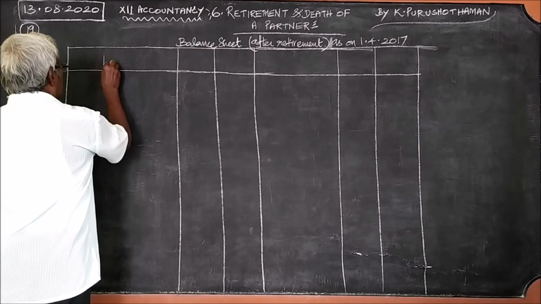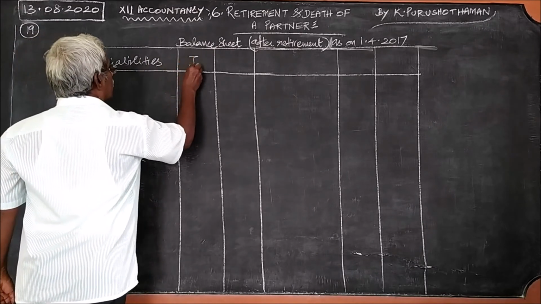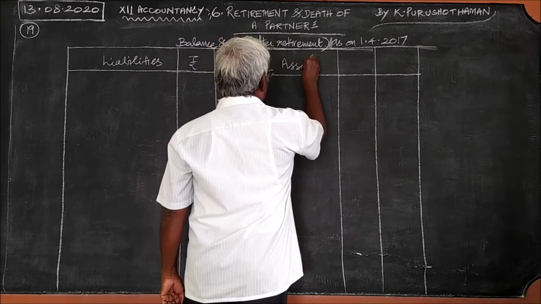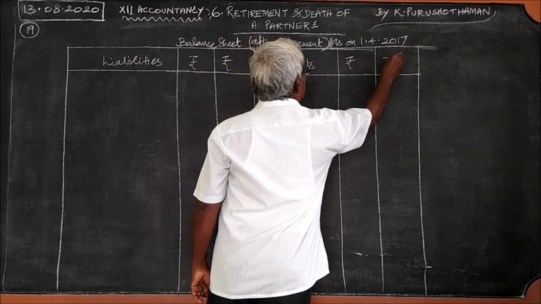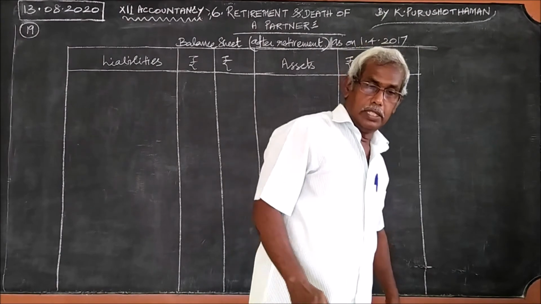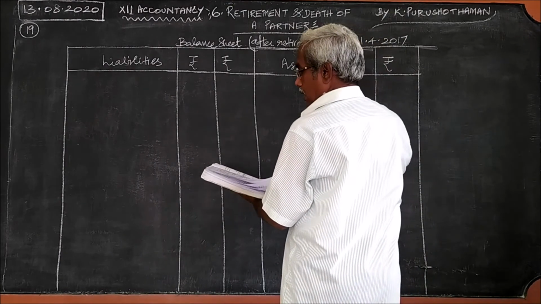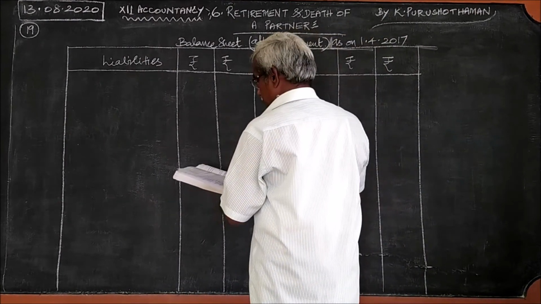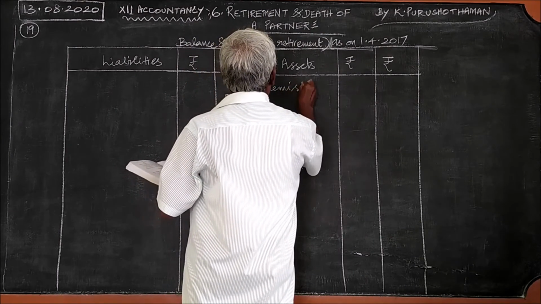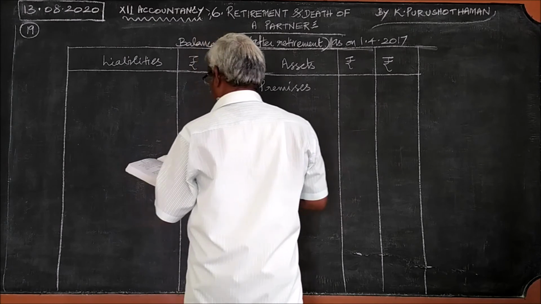Either you should write this one or this as on. So here, liabilities rupees, assets rupees. Now we can write one by one from the balance sheet. The first item, premises. Premises value is 4 lakhs.